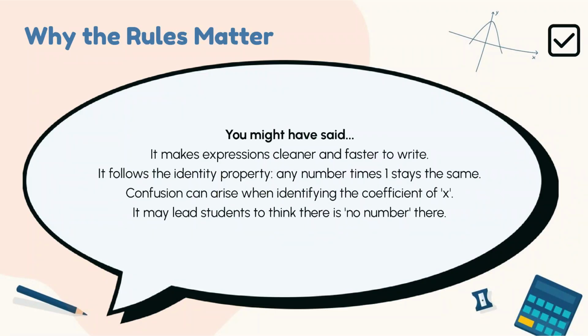You might have said that writing x instead of 1x makes expressions cleaner and quicker to write. This works because of the identity property of multiplication. Any number multiplied by 1 stays the same, so 1 times x is just x. However, this can cause confusion. Some students see x and think there is no coefficient, but there is a coefficient. It is just invisible. So remember, the coefficient of x is 1, even when we do not write it.